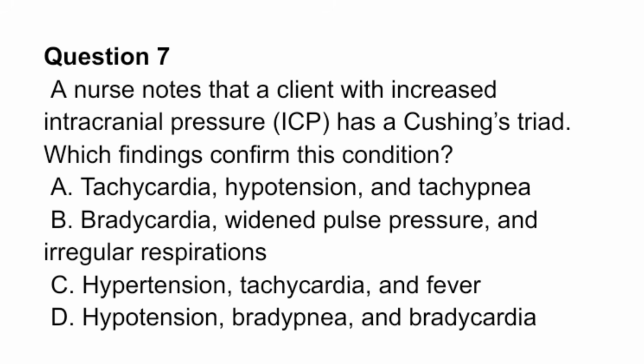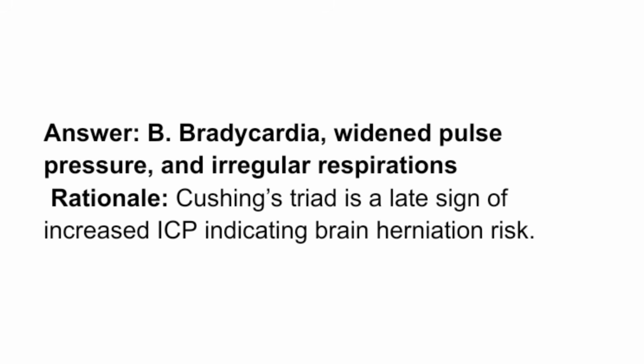Question 7. A nurse notes that a client with increased intracranial pressure, ICP, has Cushing's triad. Which findings confirm this condition? A. Tachycardia, hypotension, and tachypnea. B. Bradycardia, widened pulse pressure, and irregular respirations. C. Hypertension, tachycardia, and fever. D. Hypotension, bradypnea, and bradycardia. Answer, B. Rationale: Cushing's triad is a late sign of increased ICP indicating brain herniation risk.